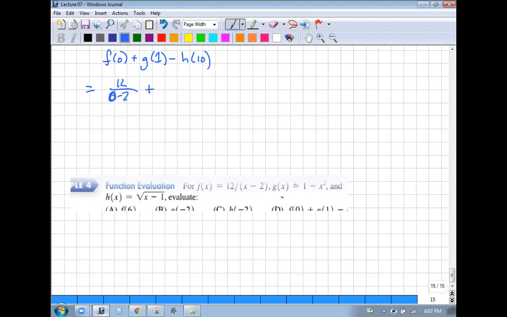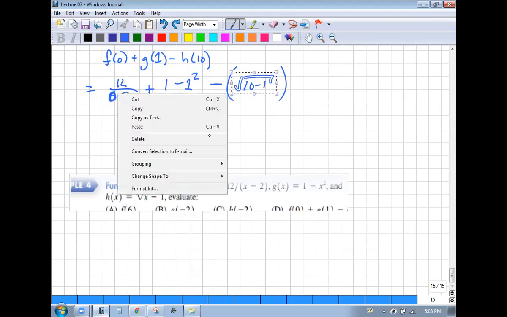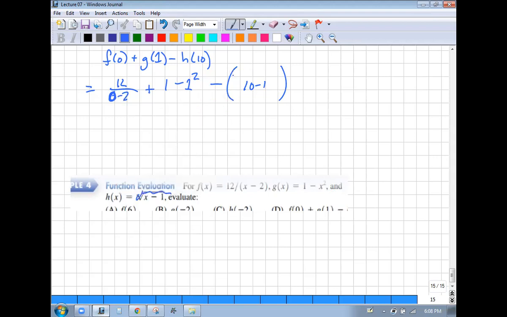g of 1. g said take 1 and subtract your input squared. Now subtract h of 10. We want to put a parenthesis here, right? h of 10 says take the square root of your input minus 1. In this case, we don't need it. Sometimes you'll want this, because that minus has to get distributed, okay? In this case, we don't need the parentheses. If this square root wasn't here, you'd have to have those parentheses because this minus needs to go to everything, okay? That's why I'm bothering talking about it, otherwise it'll be wrong.